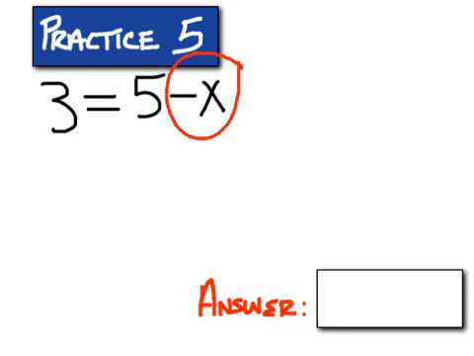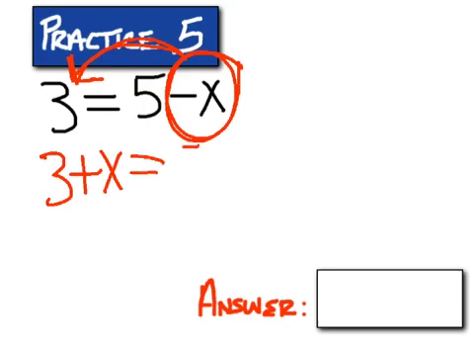First thing we need to do is move our negative x to the left side. Remember, the first thing we want to do is make our x positive. It has a minus sign in front of it, so to make it positive, remember we can just move it to the other side and it makes it into a positive x. So we've got 3 plus x is equal to 5.